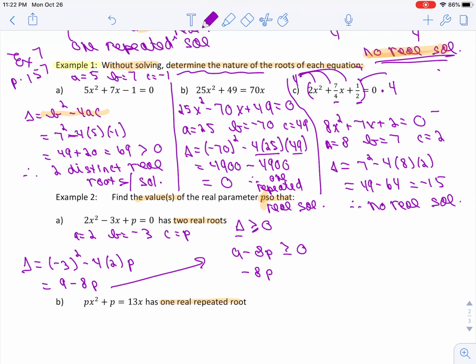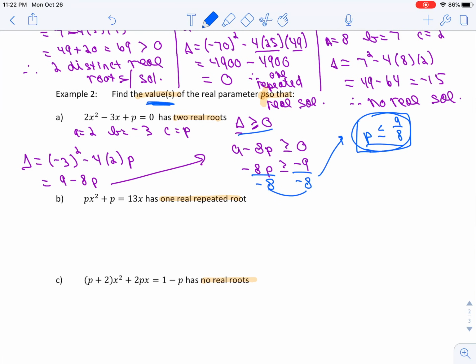So if I subtract 9 from both sides, that means -8p is greater than or equal to -9. And then I'm solving for p, so I need to get rid of that -8. So I'm going to divide both sides by -8. And don't forget that if you divide both sides of an inequality by a negative, then you do have to switch the inequality sign. So this becomes p is less than or equal to 9/8. So the question was find the value or values. We can see that there are lots of values for p that will make this have two real roots. Anything that's less than or equal to 9/8 is going to work.